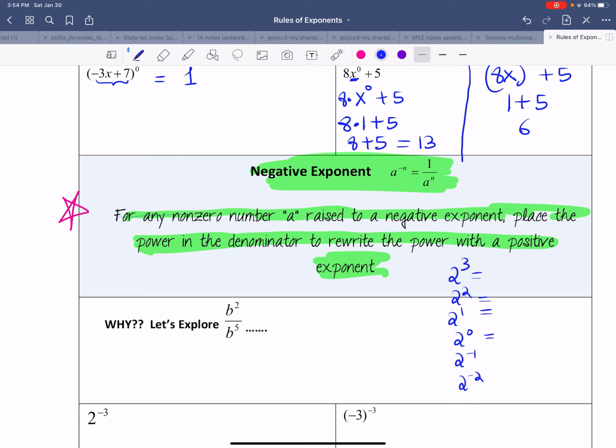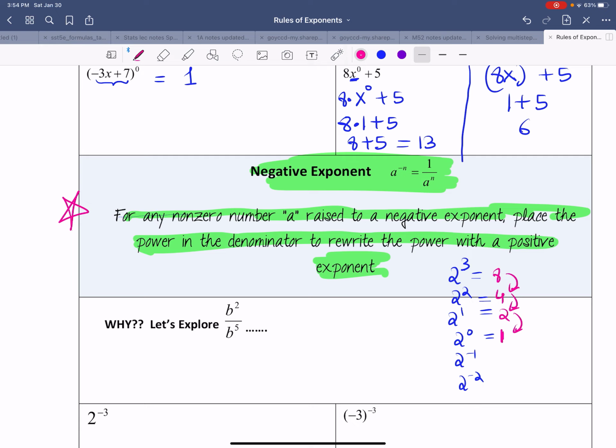What is 2 to the third power? Well, it's 8. 2 to the second power is 4. 2 to the first power is 2. 2 to the 0 power is 1. See, every time you're reducing the exponent by 1, you are dividing your right-handed term by 2.